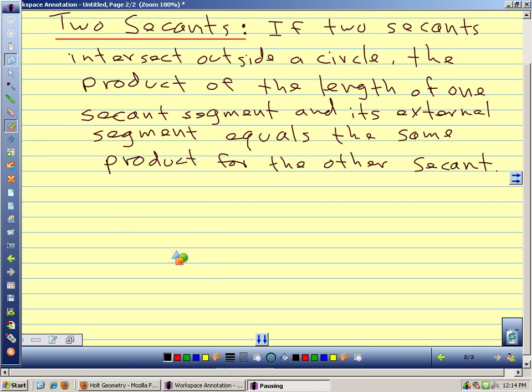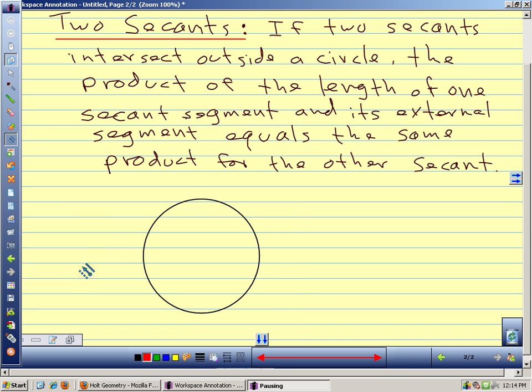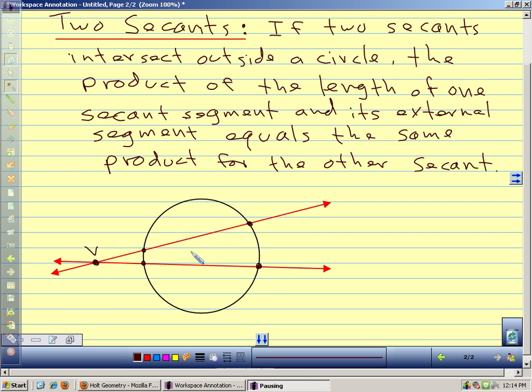So here's our circle, and this is on the bottom of the next page of your flip book. So not the top one, but the bottom one. And I'll try to make it look like our flip book. So here are our two secants. Here is one, and here's the other one. And this is point V. And we'll label our other points. We have point A, C, B, and D.